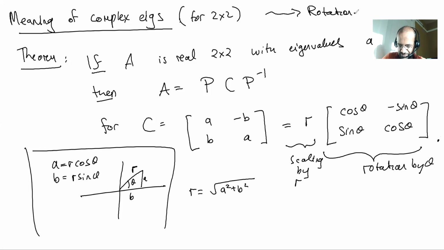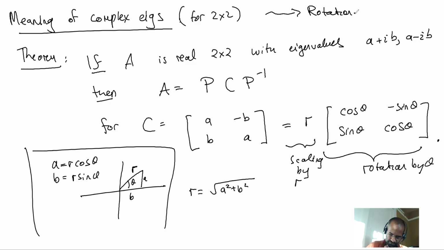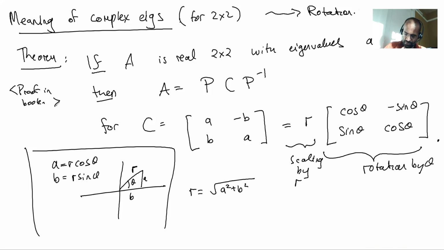Okay, so example 1 was a rotation. It had complex eigenvalues. This theorem says whenever you have a pair of complex eigenvalues, there's some rotation going on. So you can read about this in the book. I mostly just want to state this theorem for interpretation purposes. But any questions about this theorem? The proof is in the book. Okay, so that's all I want to say about complex eigenvalues.